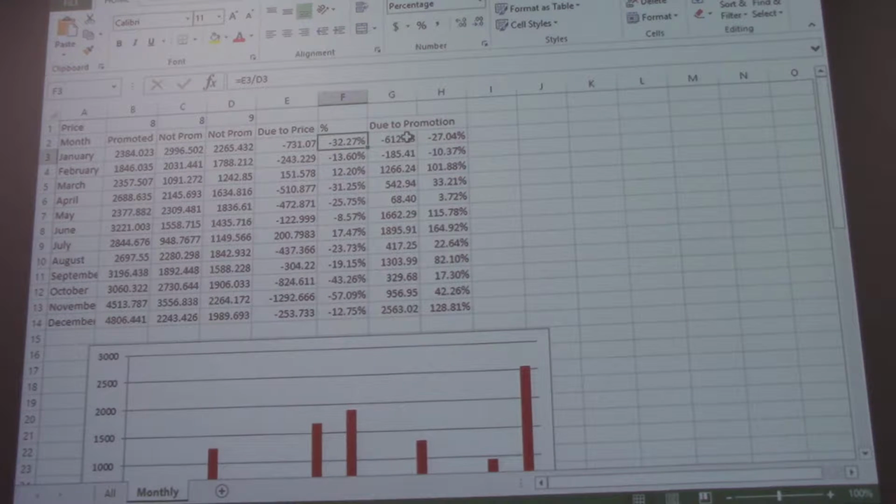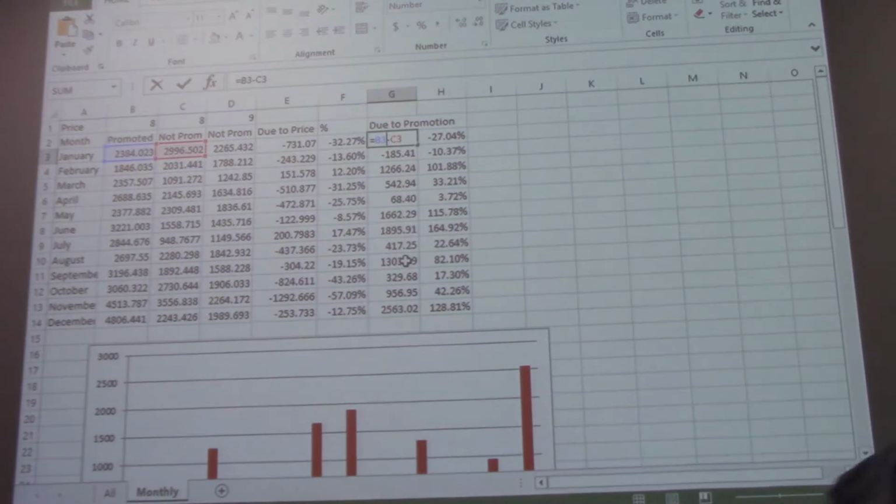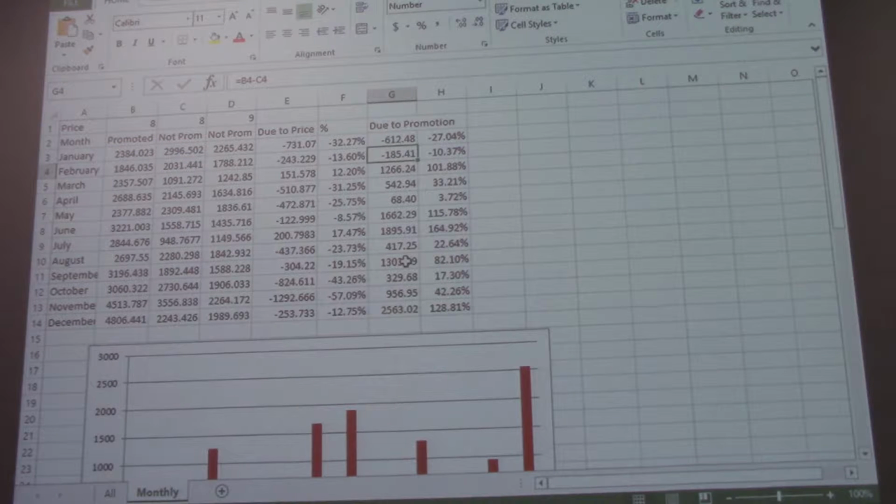And then here, we did a promotion. Which again is the promoted price along the promoted demand curve, which is that first row, that first column, and then subtracted from the promoted price along the not promoted demand curve, which is that second column. And we got 612 cases.